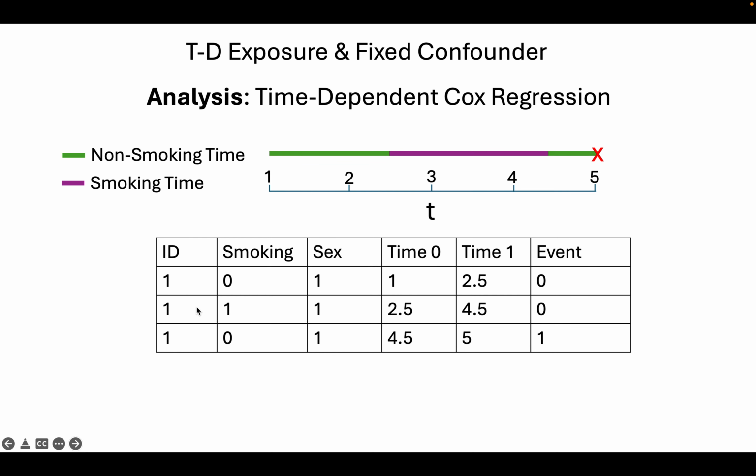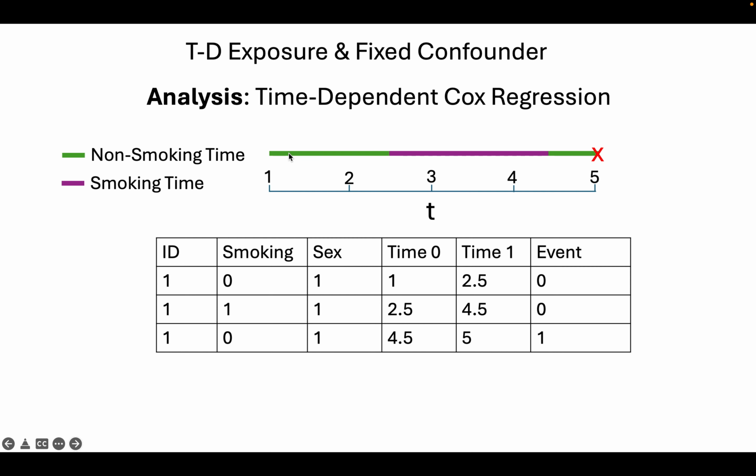And the way this actually looks in a spreadsheet, you would have each of these separate time periods where the exposure changes represented as a row of data. So this first period is represented in this first line. For each of these time periods, you define time 0 as when it began and time 1 as when it ended. So for this first time period, it went from T1 to T2.5. That's what we're showing here.